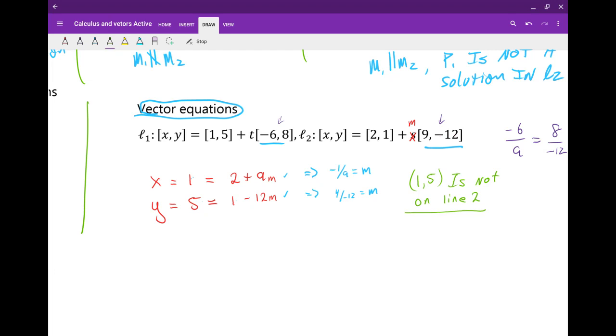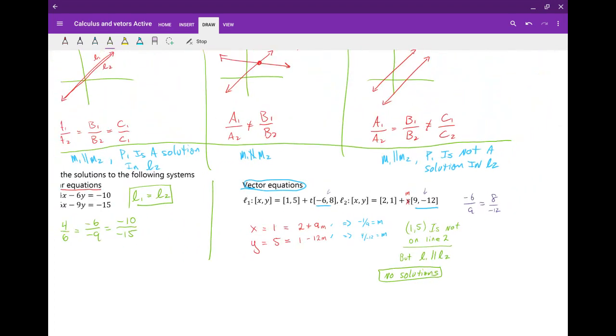but the lines are parallel, right? Line 1 is parallel to line 2. So the overall final conclusion is that there are no solutions. All right. And that's how you do that one.